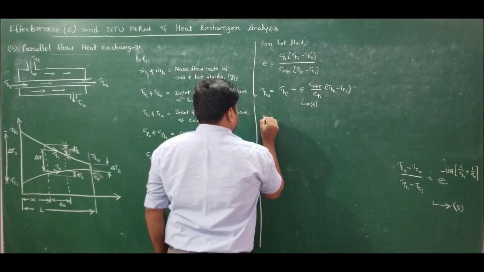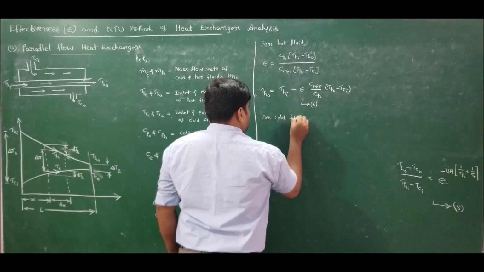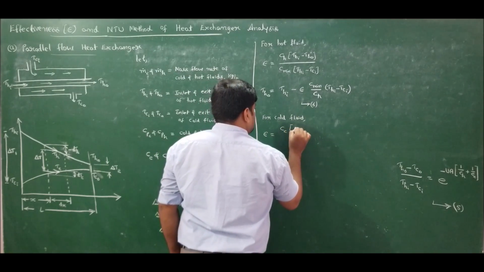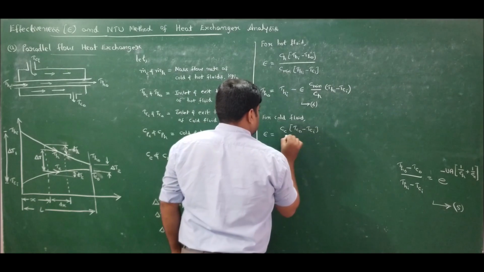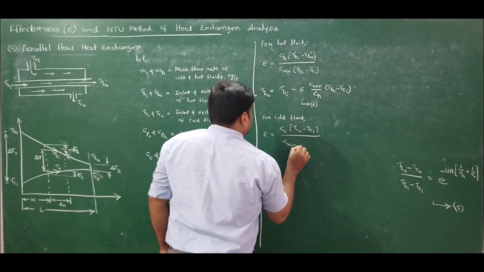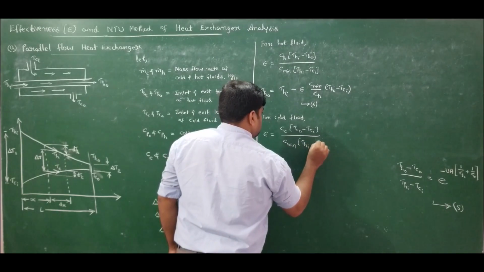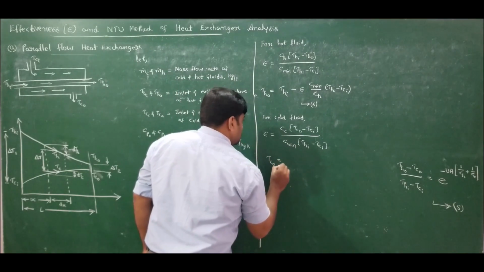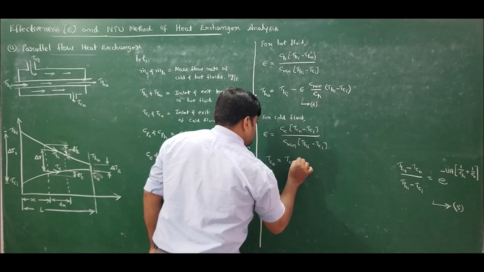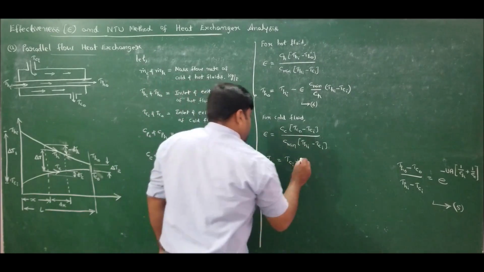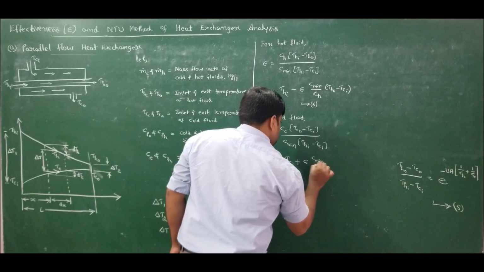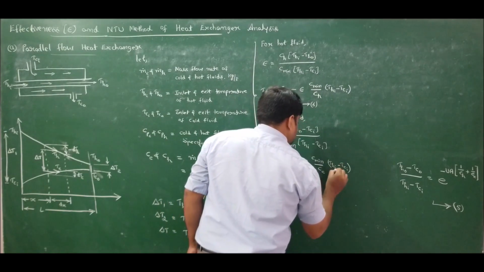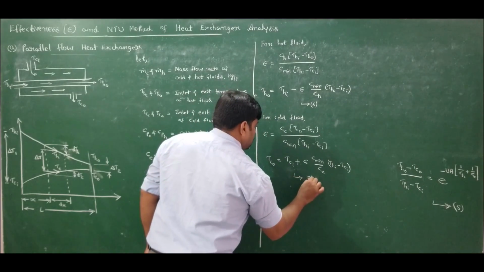Similarly, for cold fluid we have epsilon equal to CC times TCO minus TCI divided by C minimum times THI minus TCI, right? So what is the value of TCO? TCO will be TCI plus epsilon times C minimum by CC times THI minus TCI. Take this as equation number 7.